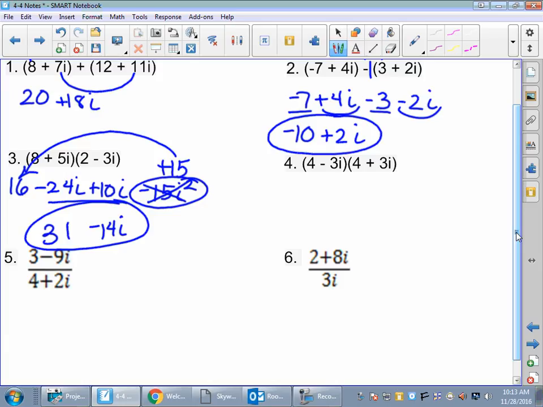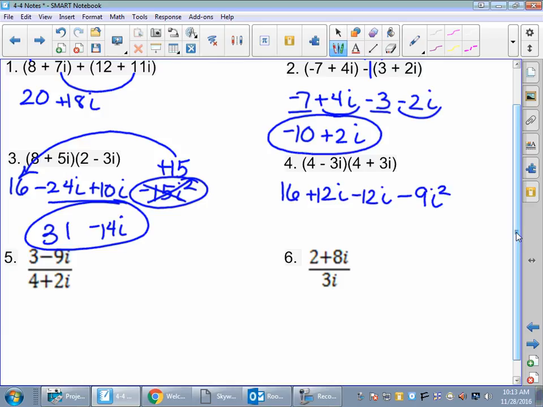In number 4, we're going to FOIL, but you can see that you have one positive and one negative. The middle terms are going to cancel. So first terms gives me 16. Outer terms when I multiply gives me a positive 12i. Inside gives me a negative 12i. And last terms gives me a negative 9i squared.